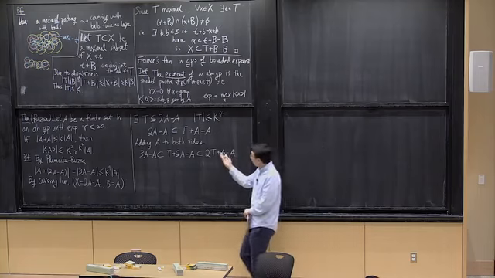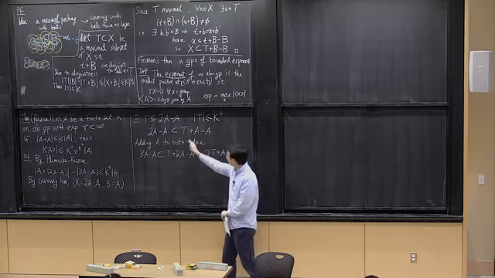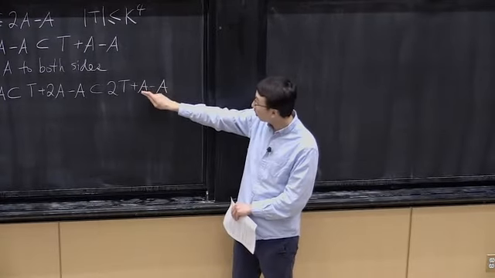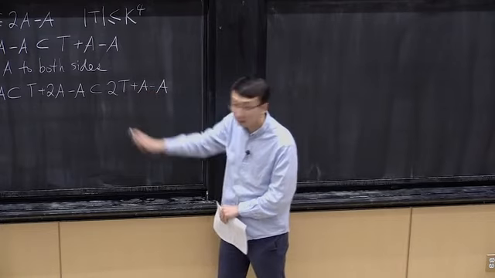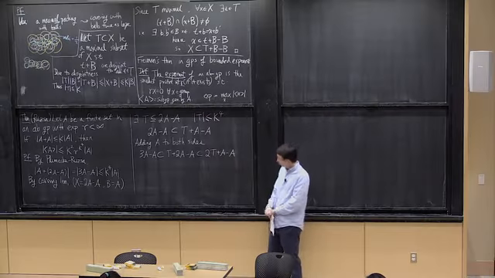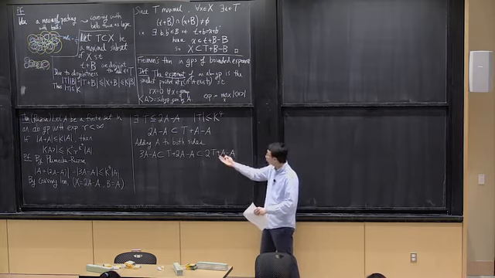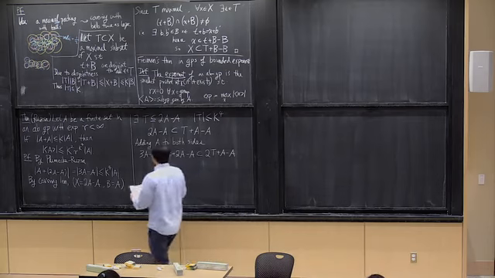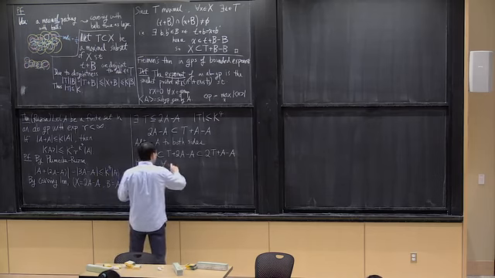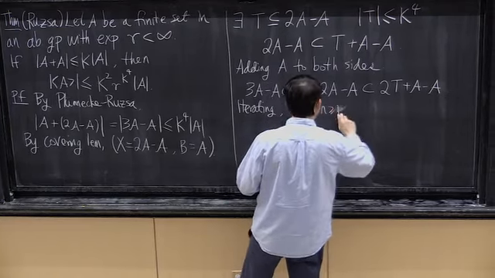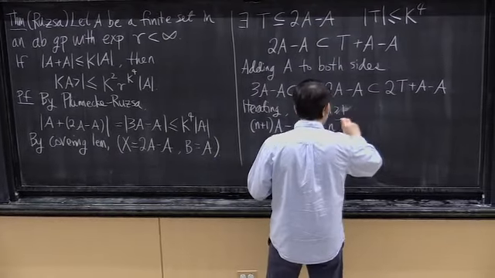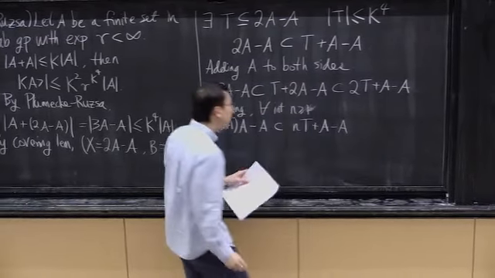Now we've gained quite a bit, because we can make this iteration go up, but not at the cost of iterating A, but at the cost of iterating T. T is of bounded size, so we'll be able to very nicely control the iterations of T. So if we keep going, we find that for every positive integer n, (n+1)A minus A is contained in nT plus A minus A.